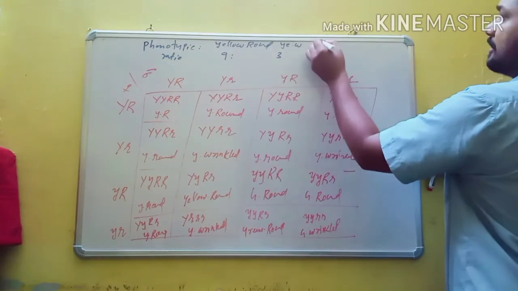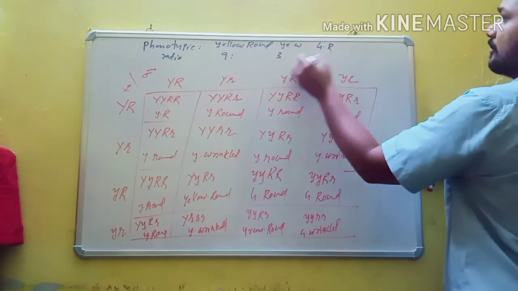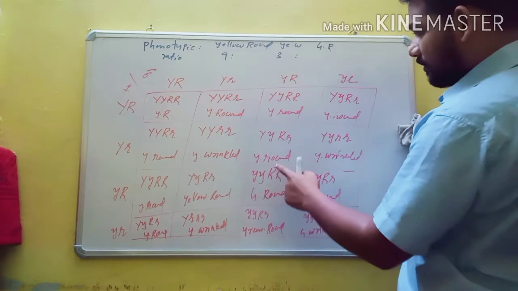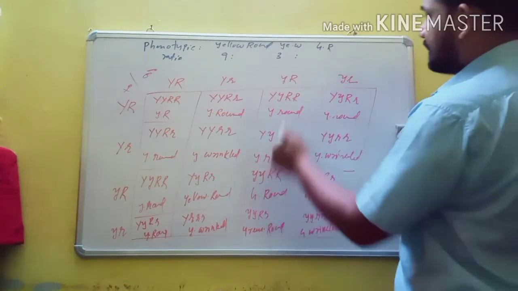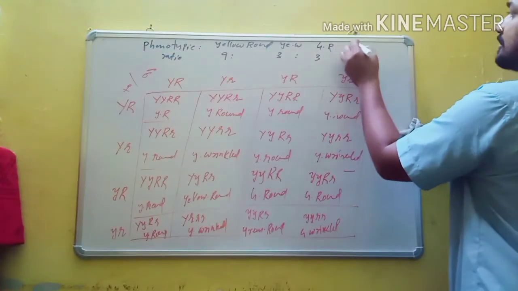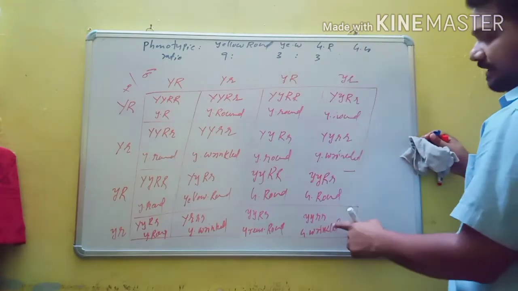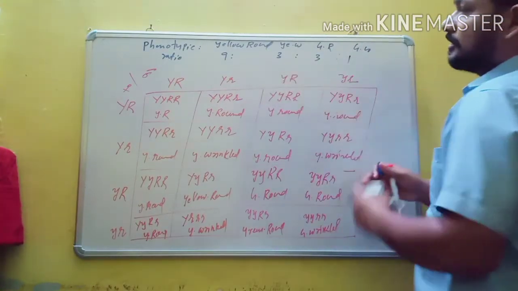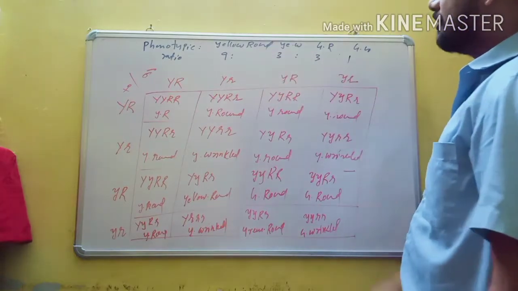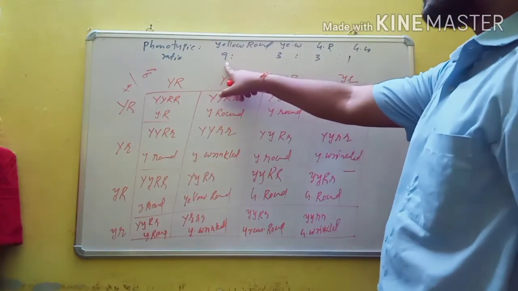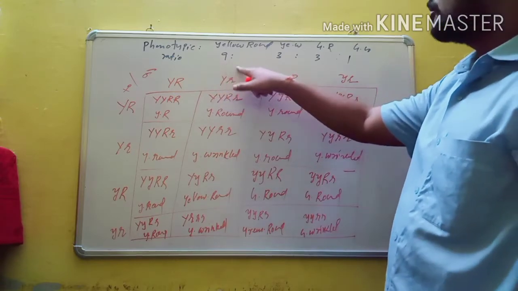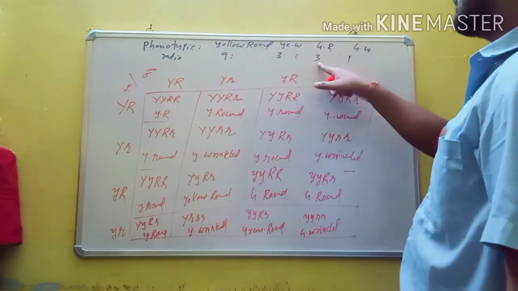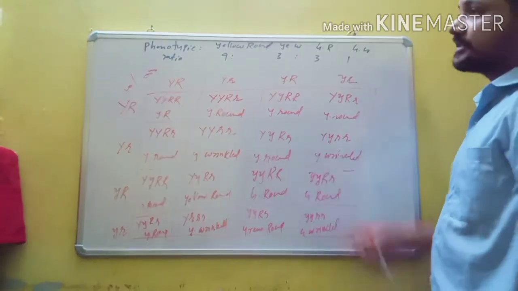Next green round. How many green round? 1, 2 and 3. Green round are 3. Next green wrinkled. How many green wrinkled? Only 1. So this is the phenotypic ratio of dihybrid cross. The phenotypic ratio of inheritance of two genes is 9:3:3:1.